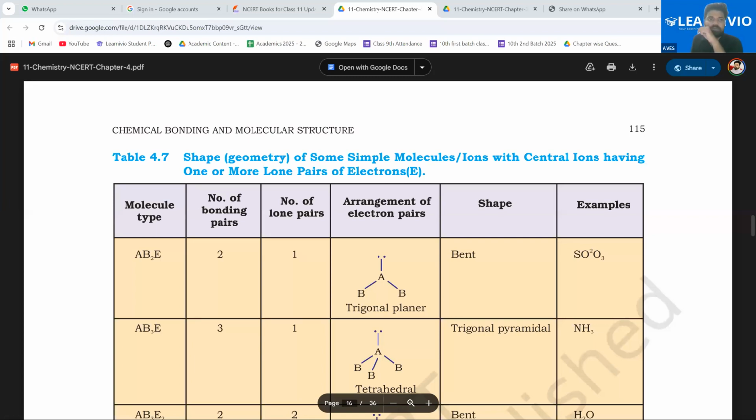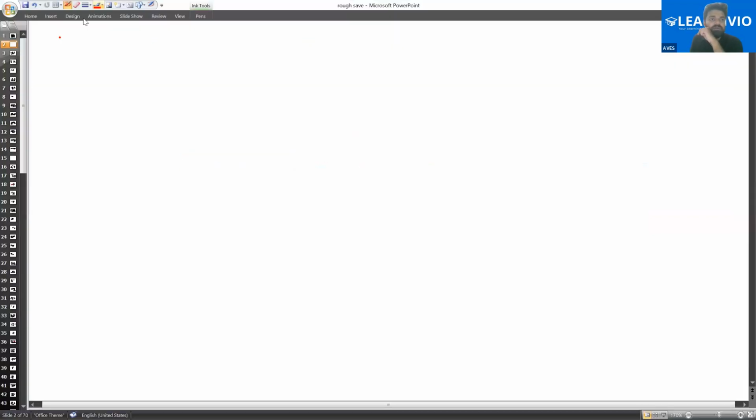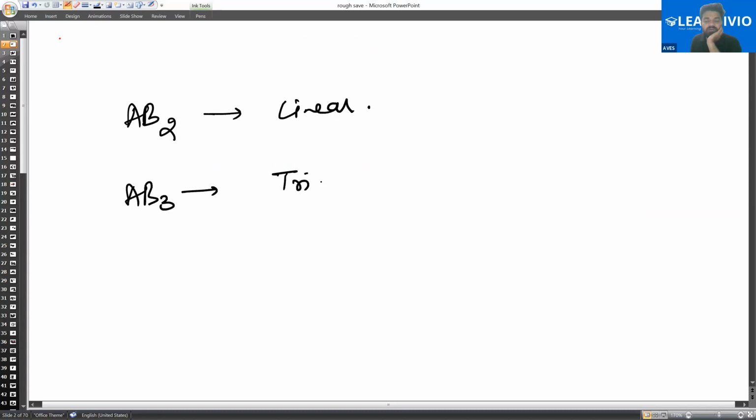Prithvi, pay attention now. You have to concentrate here. For example, if there is a type of molecule that is AB2, the shape of AB2 is simply linear. But an AB3 molecule is trigonal planar. AB4 is tetrahedral.